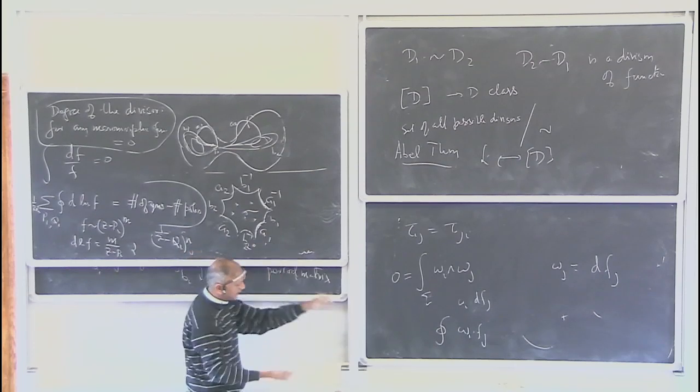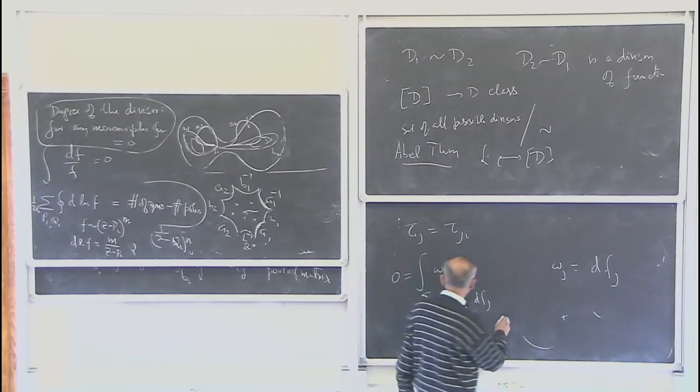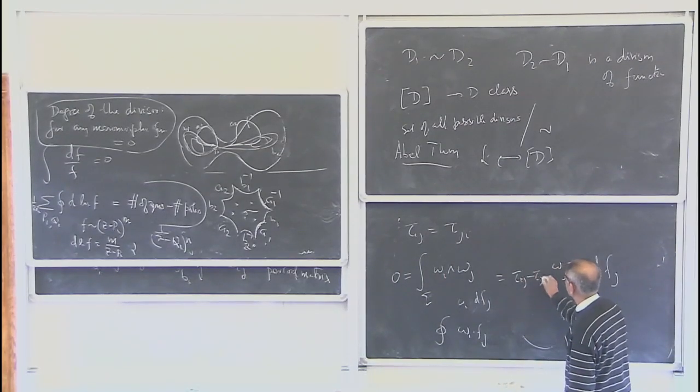So by doing this, it's a simple exercise. You can just work it out. And then from here, you will find that this is in fact equal to tau ij minus tau ji.